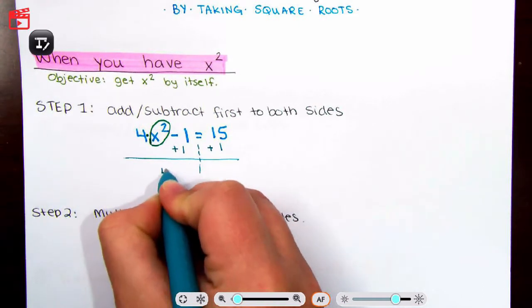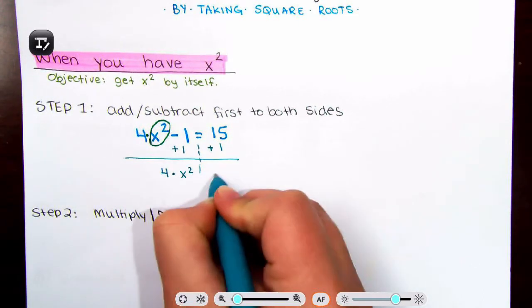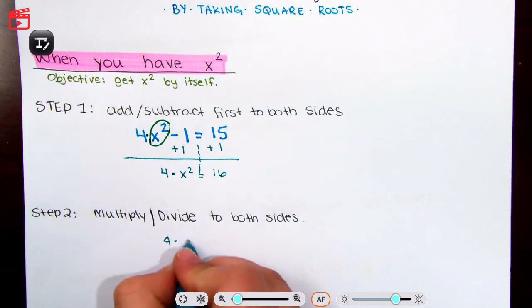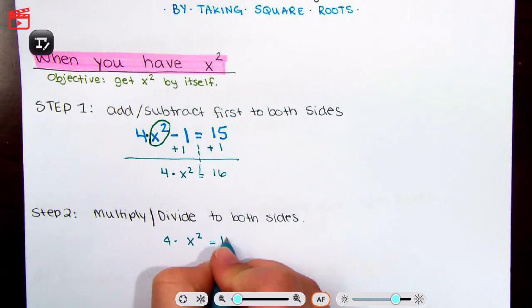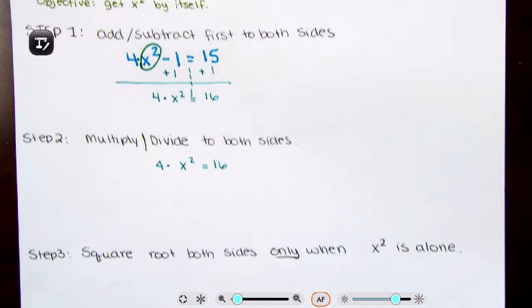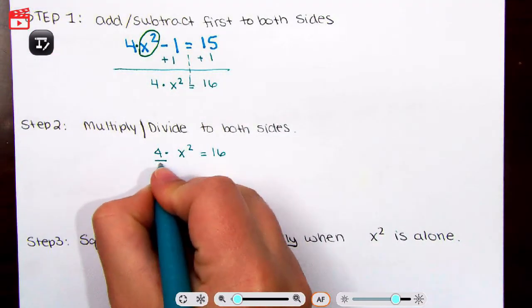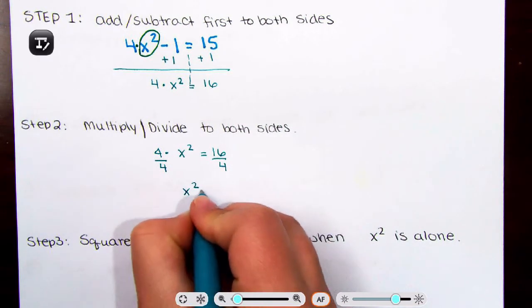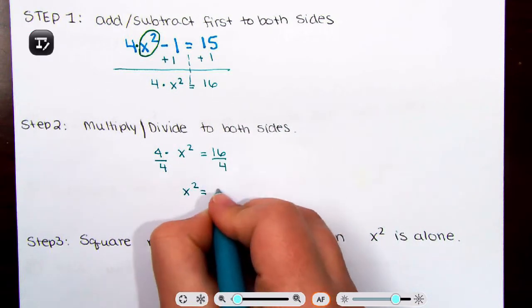So I'm left over with 4 times x squared equal to 16. Once you have dealt with the addition and subtraction, just copy that down, and you're going to now divide or multiply, whichever you need to do. In this case, we need to divide and continue solving. So 16 divided by 4 is 4.